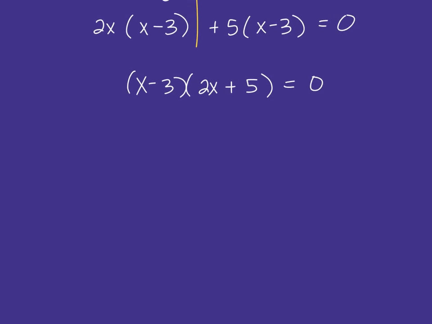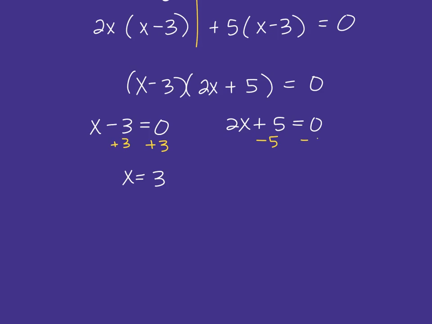So once I have my 2 parentheses, my 2 factors equal to 0, I'll take them separately and set them equal to 0 by themselves. So x minus 3 would be equal to 0, and 2x plus 5 would be equal to 0, and then we would solve them separately from each other. So I'll add 3 to both sides. So x is 3. And for the final answer, I would subtract 5, giving me 2x equals negative 5. And then I would divide by 2, and x gives me negative 5 over 2.